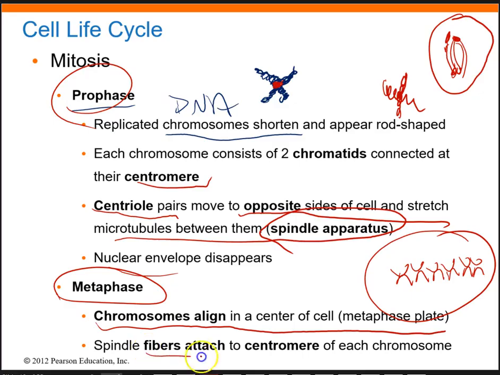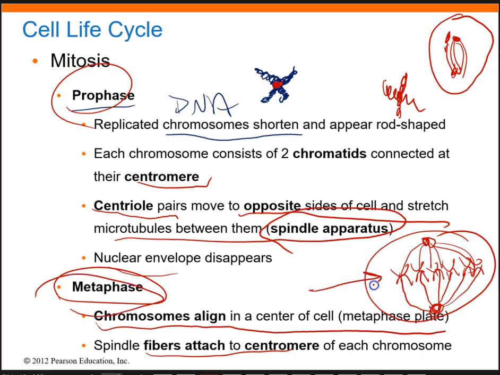The spindle fibers from the centrioles will attach to the center of each of these, to the centromere that's in the middle. So you'll see the fibers all attached like this. So during metaphase, you'll see this nice thick metaphase plate or line in the middle.